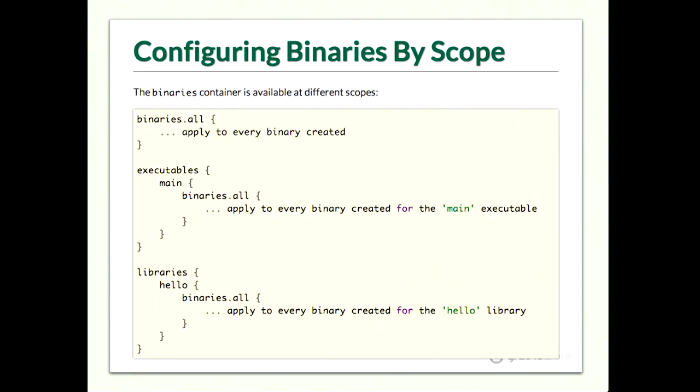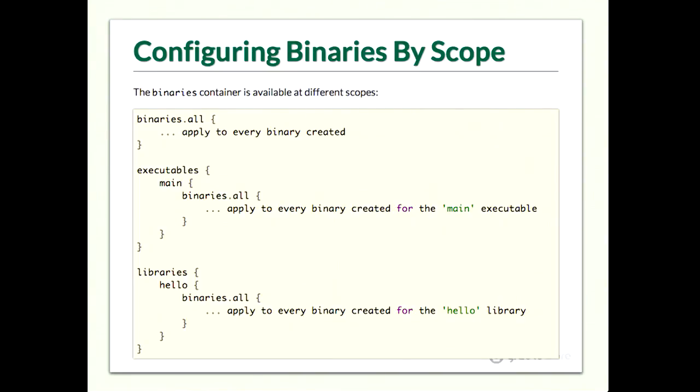So when you think about it, we can have rules that configure every single binary, rules that configure every single binary of a particular type, which we saw on the last slide, and then rules that configure every binary of a particular component. And you can even do every binary of a particular type for a component. We have that flexibility as well. And these bits of configuration are things like CPP compiler.define, CPP compiler.arg, linker.args, things like that.